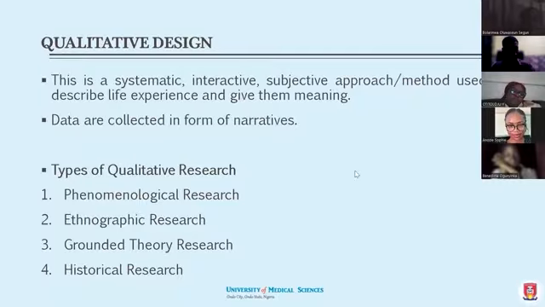You can have what we call phenomenological research. You can have what we call ethnographic research. You can have grounded theory research. You can also have historical research, and each of these qualitative designs have their applicability. All right. For instance, if you are conducting a phenomenological study, it means that probably there is a particular phenomenon or something that you want to focus on, and you want to collect data.